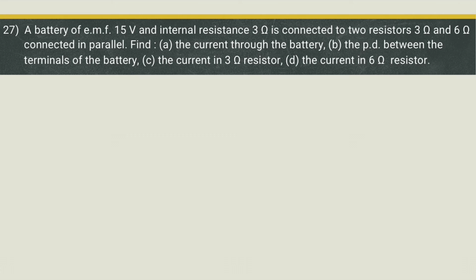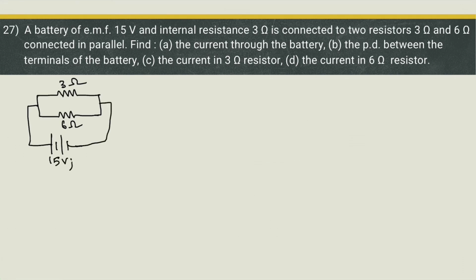27th. A battery of EMF 15 volt and internal resistance 3 ohm is connected to two resistors, 3 ohm and 6 ohm, connected in parallel. So here 3 ohm and 6 ohm are connected in parallel, and this combination is connected to the battery of EMF 15 volt, internal resistance 3 ohm. Find out the current through the battery. Current through the battery, that is total current of the circuit.